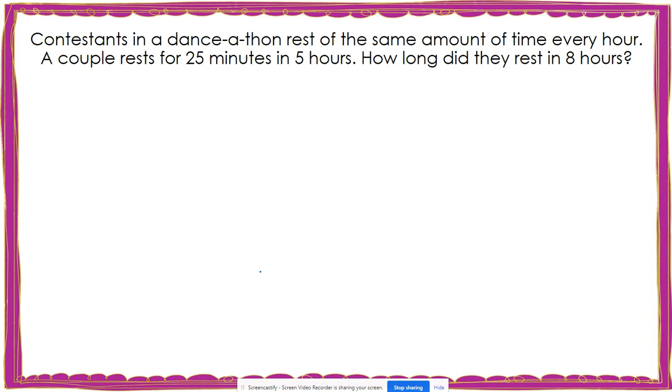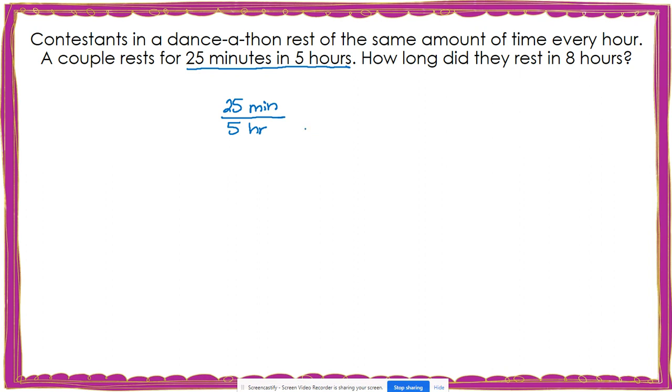Next, I see that contestants in a dance-a-thon rest the same amount of time every hour. A couple rests for 25 minutes in 5 hours. So how long did they rest in 8 hours? Well, the first thing I can do is make my first ratio. From my first ratio, I know that the couple rests 25 minutes in 5 hours.